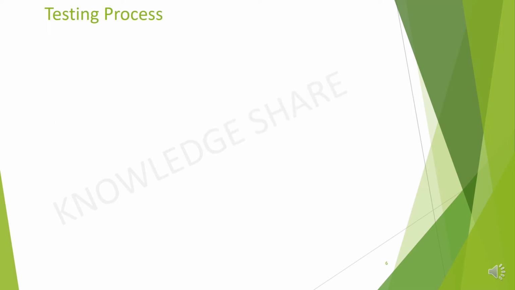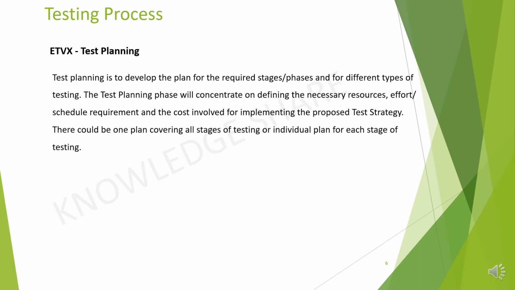Define test planning using the ETVX model. Test planning is to develop the plan for the required stages or phases and for different types of testing. The test planning phase will concentrate on defining the necessary resources, effort and schedule requirements, and the cost involved for implementing the proposed test strategy. There could be one plan covering all stages of testing or an individual plan for each stage of testing.